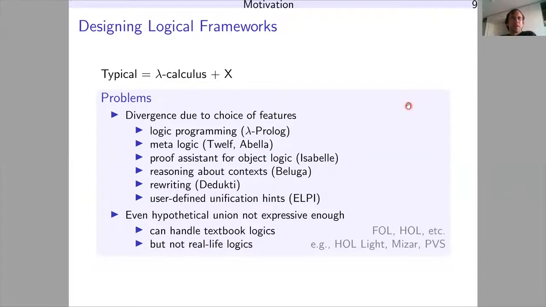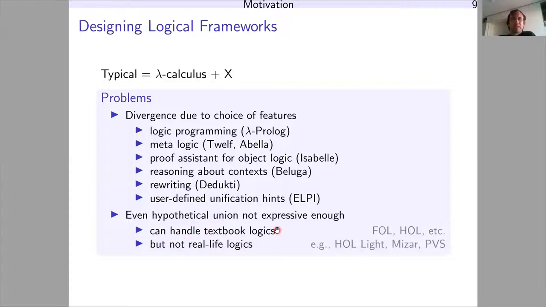But one problem with logical frameworks was that they're also extremely divergent. It's unfortunately not the case that we can just use one logical framework and define all formal systems. We have about a dozen or so logical frameworks around, all with their pros and cons. I think Brigitte is speaking in one of the upcoming talks about Beluga in this seminar. And most frustratingly, even if we take the union of all these frameworks, I mean, nobody has done that yet, but even if we did, we would still not really be good enough.